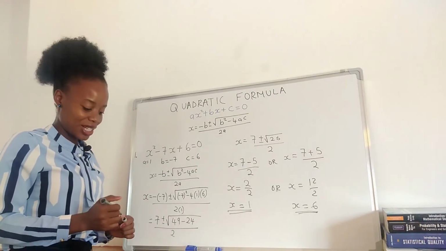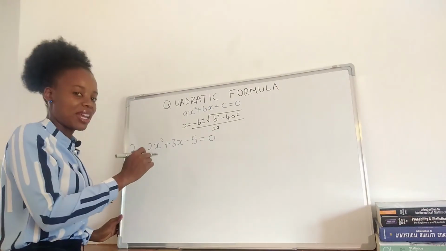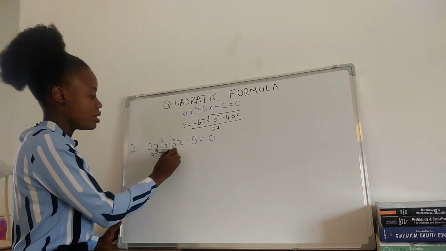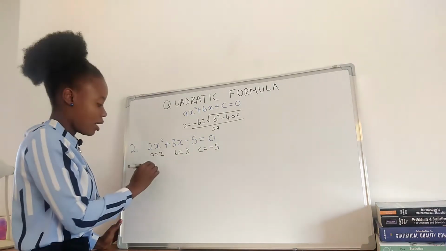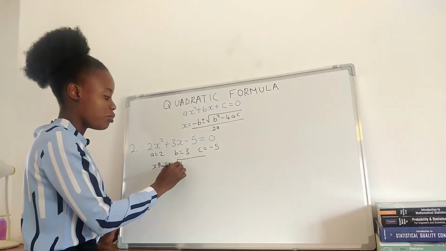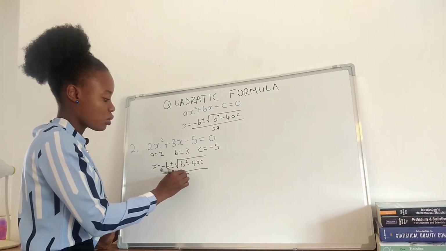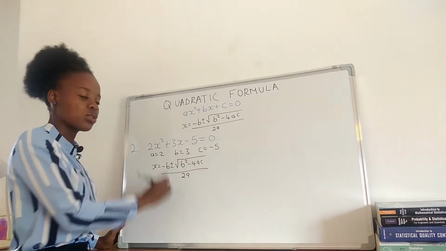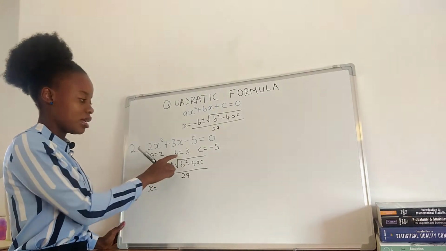Now let's get to number 2. Number 2, we have 2x squared plus 3x minus 5 equals 0, where a is 2, b is 3, and c is negative 5. Remember, x is equal to negative b plus or minus the square root of b squared minus 4ac all over 2a. When you are writing your exercise, make sure that you always write this so that you can get used to the formula, okay? So x is equal to negative b, our b is 3.